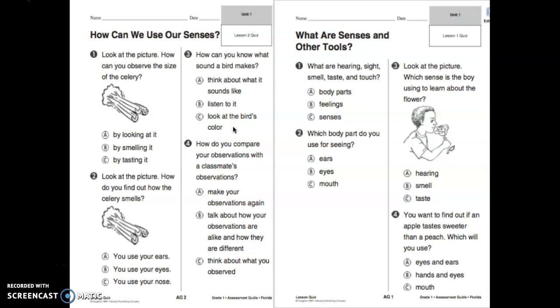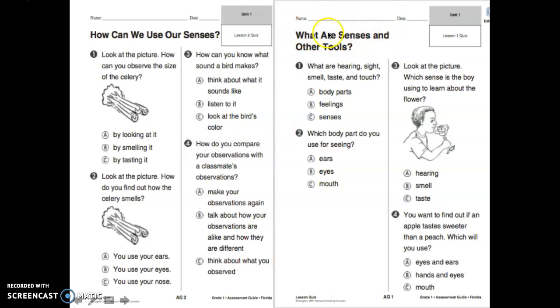Number 4, how do you compare your observations with a classmate's observations? A, make your observations again. B, talk about how your observations are alike and how they are different. Or C, think about what you observed. How can you compare your observations with a classmate's observations?